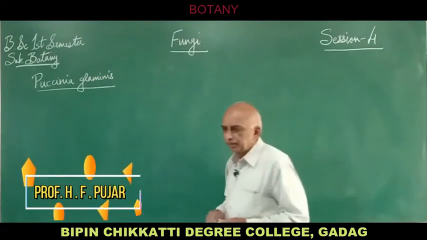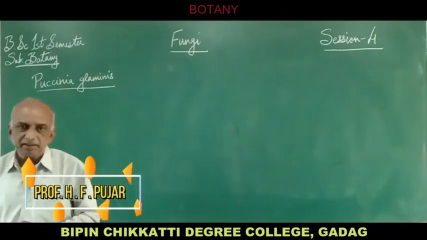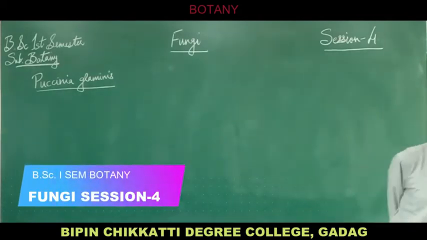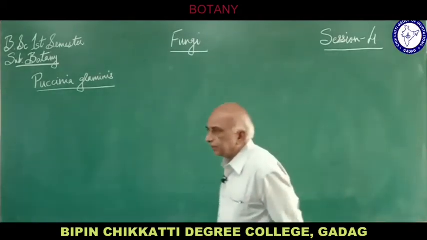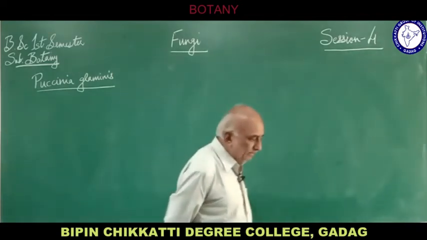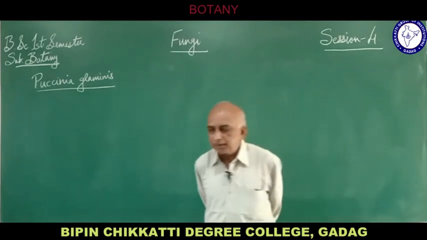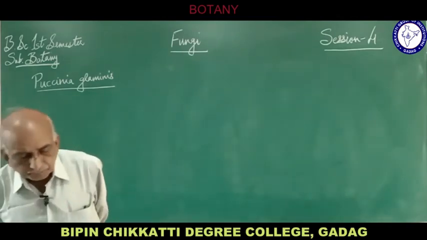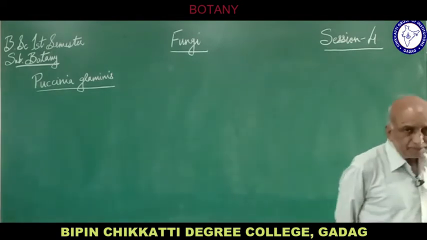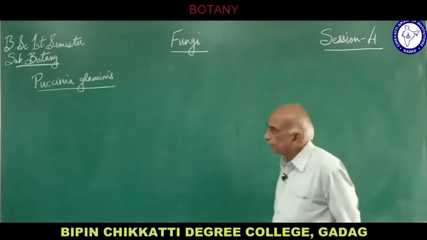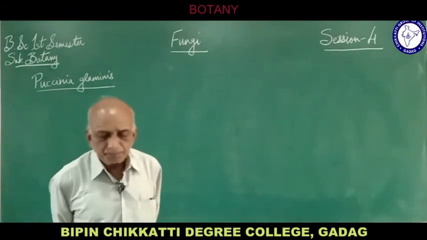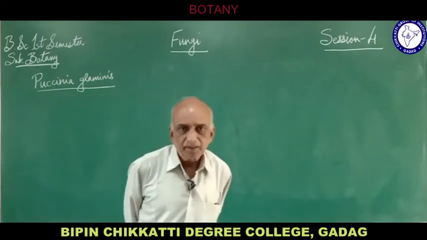In the fungi, we have studied the general characteristics, the thallus organization and the reproduction methods in fungi. And related to that, we have studied the life history of Rhizopus and Mucor. So, after studying the life history of Mucor and Rhizopus, we shall now study the life history of Puccinia graminis.